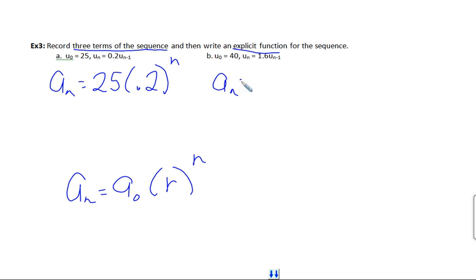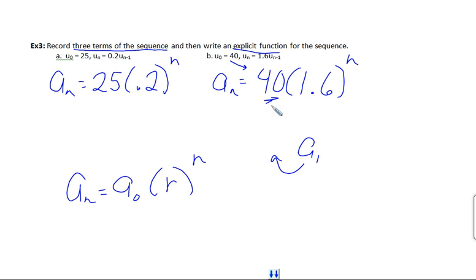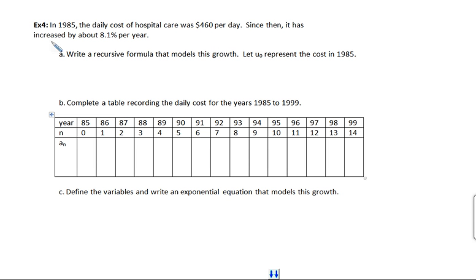Same deal here. Start with 40 as my initial value. My increase here, or decrease, in this case it's an increase, is 1.6, so an increase of 60% to the n. That is it. If I had given you a sub 1 instead of a sub 0, or in this case u, you'd have to go backwards 1 to get this value. Okay? Alright. Next and last.